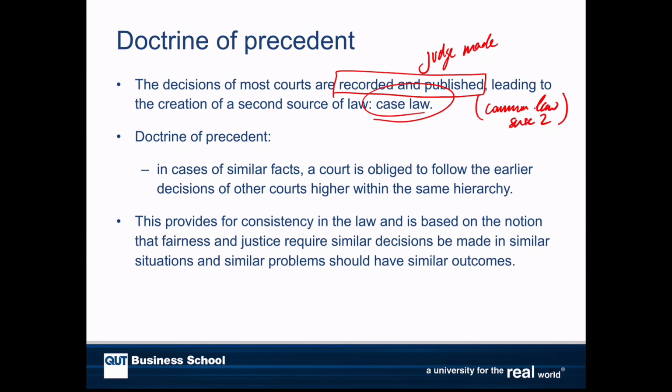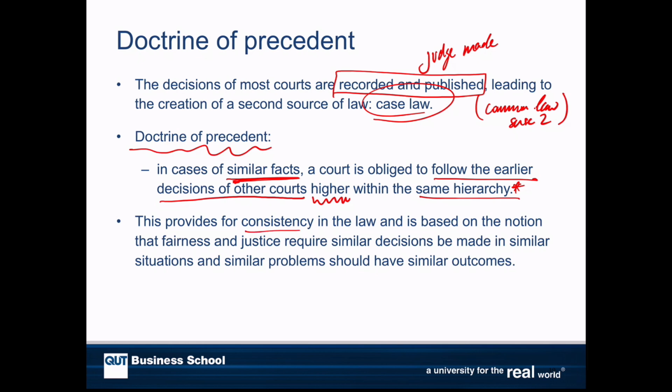So the doctrine of precedent is the idea that if a court faces a case with similar facts, they should follow the earlier decisions of other courts that are higher within the same hierarchy. Now, this is why last week we spent so much time, or there's so much material around the court hierarchy, because it's only decisions of other courts that are higher within the same hierarchy that we're bound to follow. And that is the doctrine of precedent.